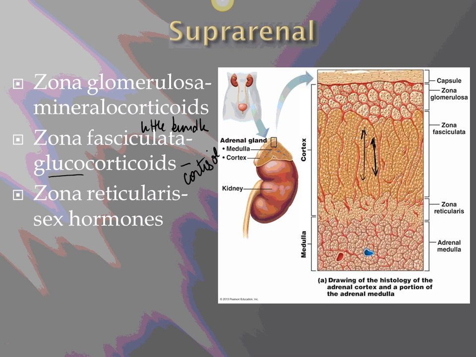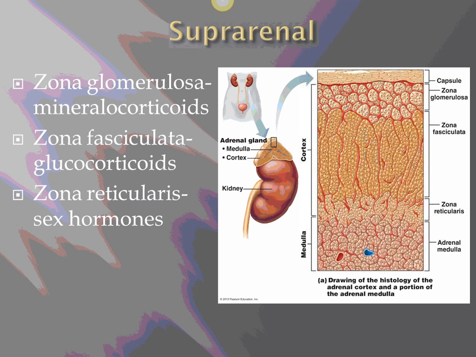Then the third zone is a narrow zone which is known as zona reticularis. The word reticulum is like a network. So if you look at this, it looks pretty much like a network. The cells are arranged in a haphazard way, a little bit like a network. So that's why it's called zona reticularis.